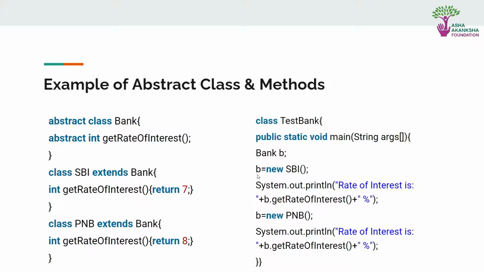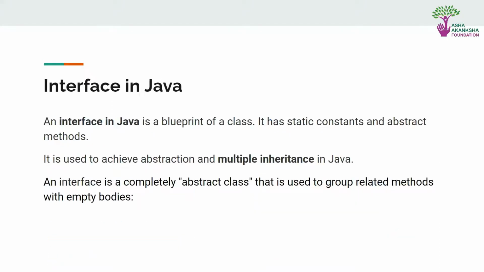So we make b an object of class SBI, and if we print out the rate of interest as b.getRateOfInterest, what it will return is 7, and similarly for PNB it will return 8. So this is an example implementation of abstract classes and abstract methods.